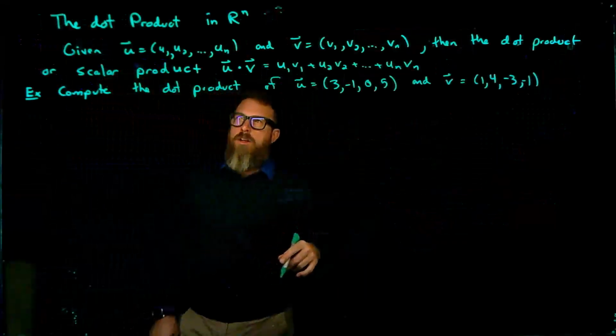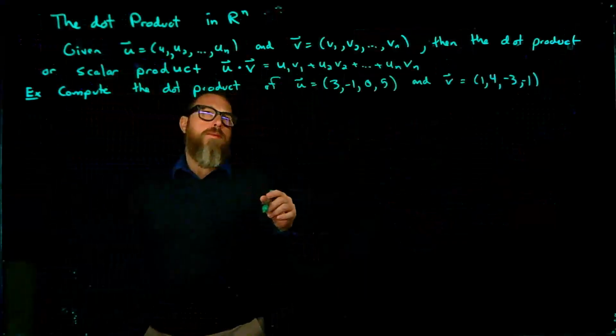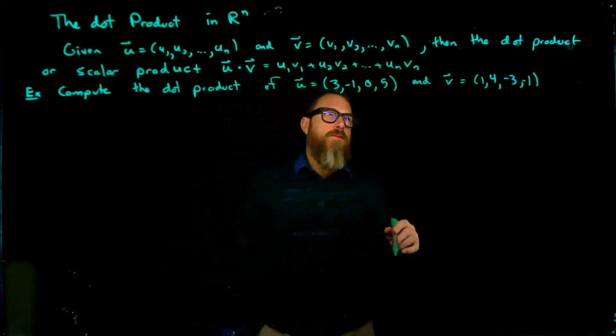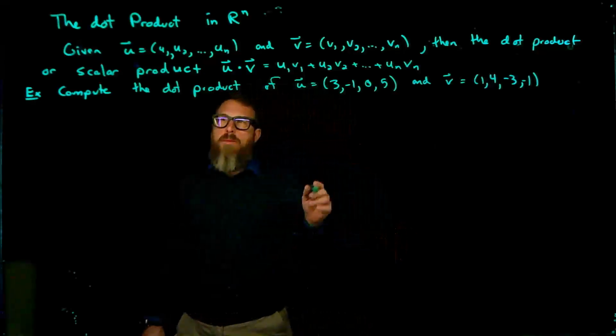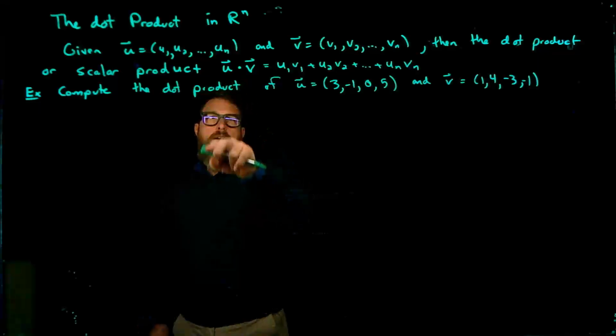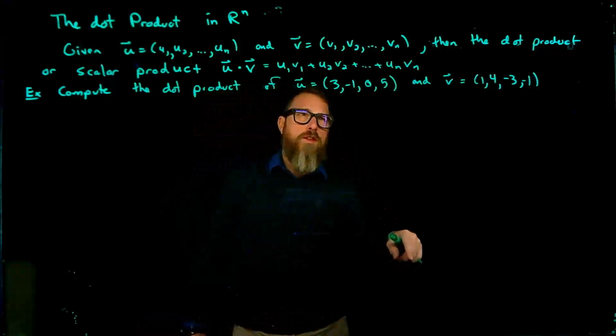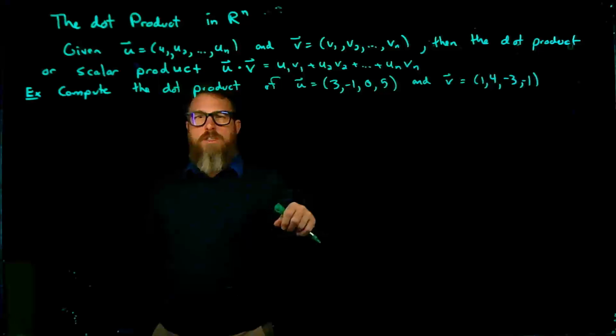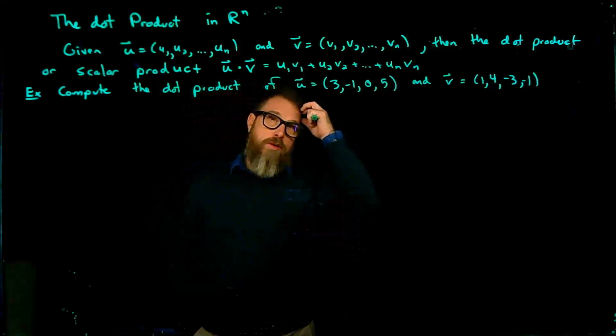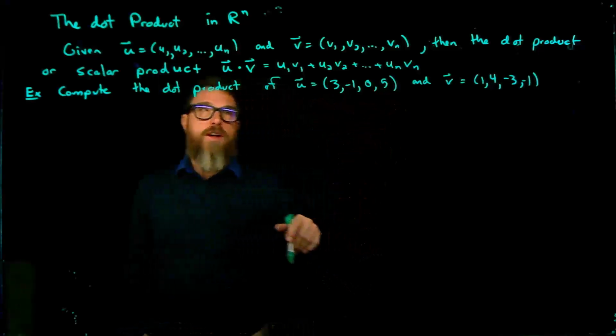So the dot product in Rn. Let u be u1 all the way up to un, and v be v1 all the way up to vn. Then the dot product, or the scalar product, u dot v is u1 v1 plus u2 v2 all the way to un vn, and we've discussed this previously. So what I want to do is compute the dot product of these two R4 vectors.